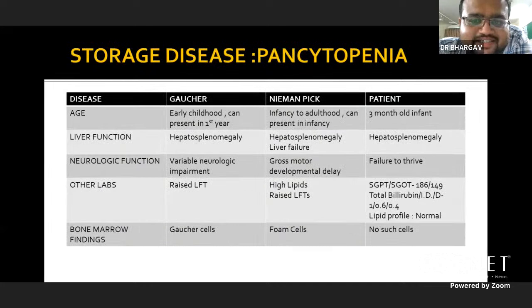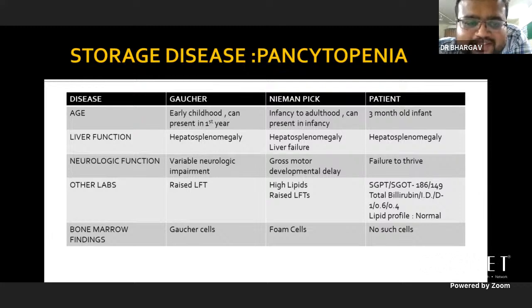Coming towards the storage diseases which are associated with pancytopenia, the first ones are Gaucher's disease and Niemann-Pick disease. Gaucher's disease has hepatosplenomegaly, and in type 2 Gaucher's disease, there is variable neurological involvement. In Gaucher's disease, there are raised liver function tests, and in bone marrow aspiration, we can find Gaucher cells, which in our patient we could not find. So we have also ruled out Gaucher's disease.